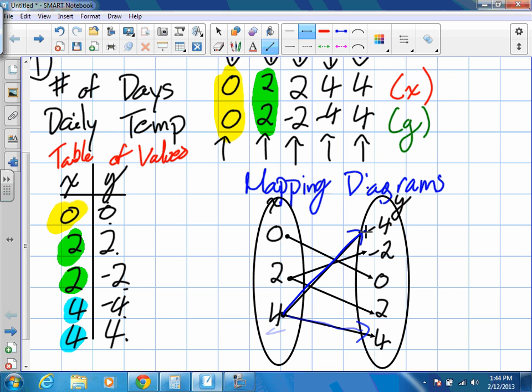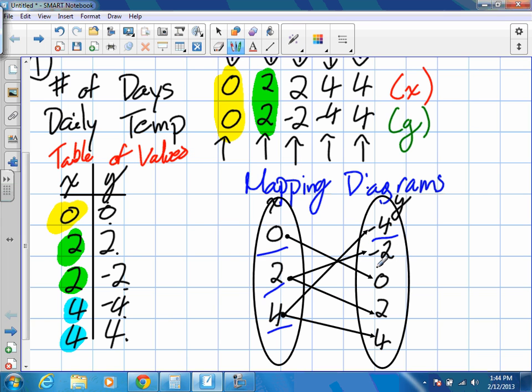So in a mapping diagram, it's a little simpler to write the numbers out. You only write them out once. You never duplicate them. But we know that there can be duplicates depending on how many arrows come or go to the same number. Okay? So we might have to take these mapping diagrams and write coordinates.